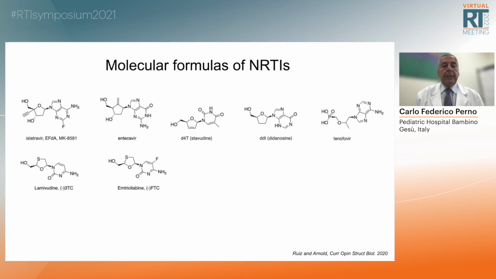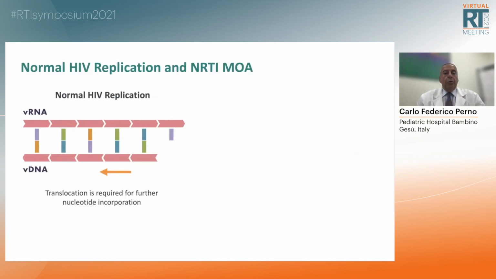These let the drug be recognized as a deoxynucleotide by the reverse transcriptase, being incorporated into the DNA chain formation. How do these kinds of drugs work, particularly the NRTI, the nucleoside reverse transcriptase inhibitors? What is their mode of action? Their mode of action is relatively simple.